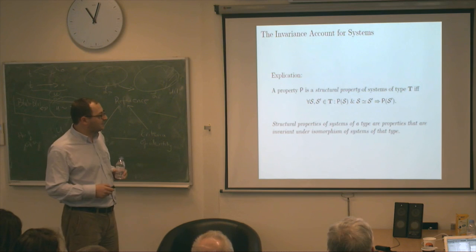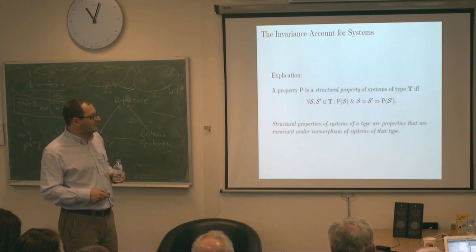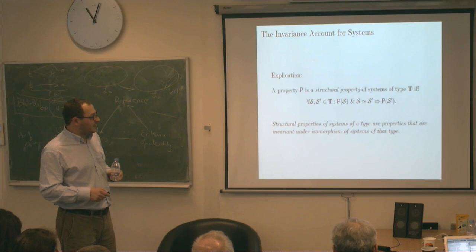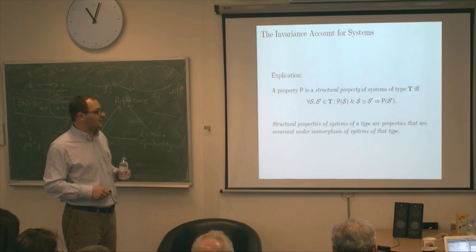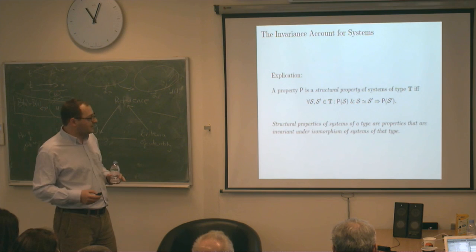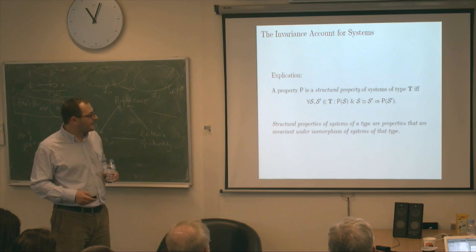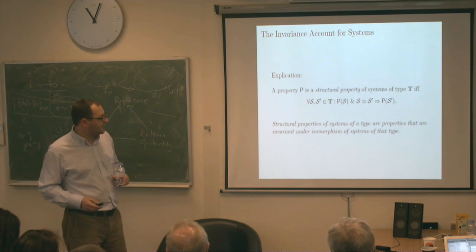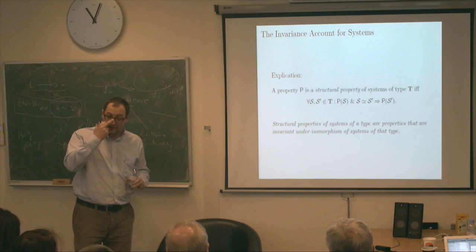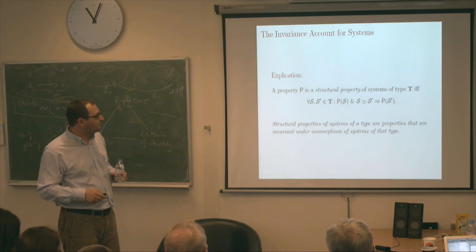And it's really simple. Basically, we say that a property P is a structural property of systems of a given type T if for any two systems S and S prime in T, if P holds of S and the two are isomorphic, that is, there exists an isomorphism between them, then P also holds of S prime. So structural properties so construed are simply those properties that remain invariant under the isomorphisms of systems of that type. What about the second type of object, atoms or unstructured objects? How can we specify an invariance account of structural properties for those?